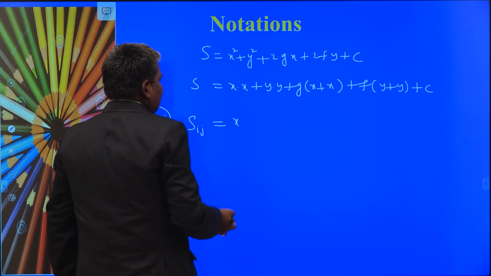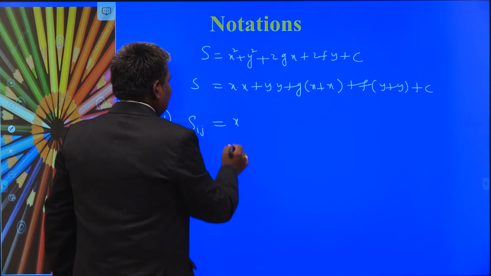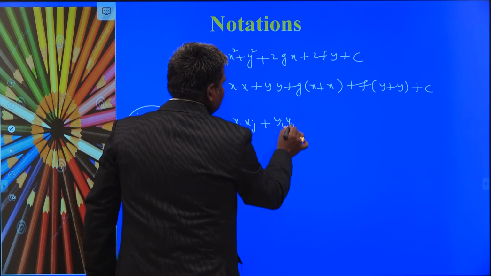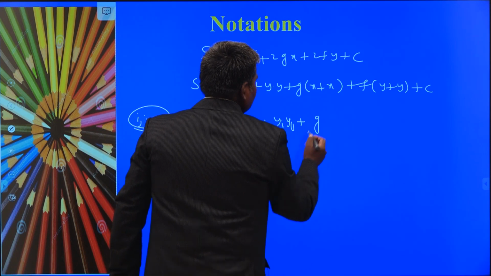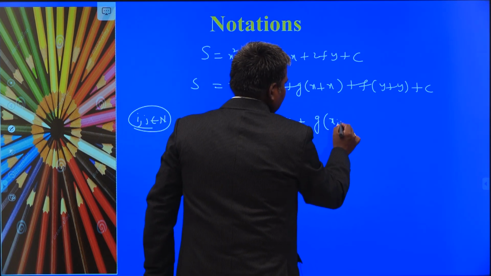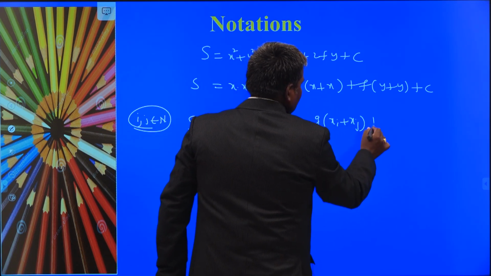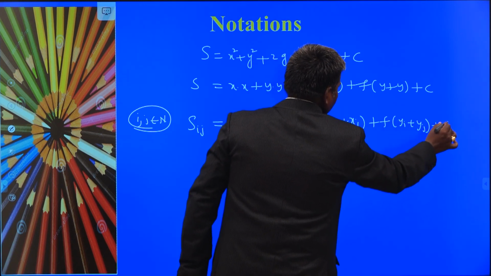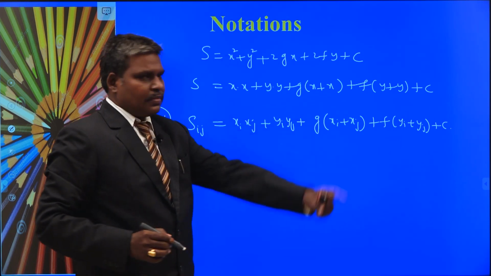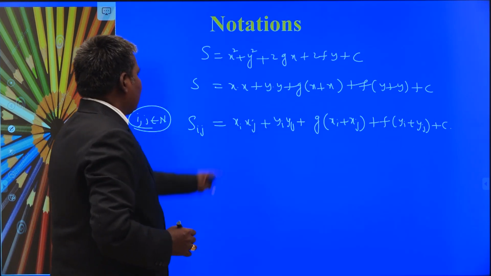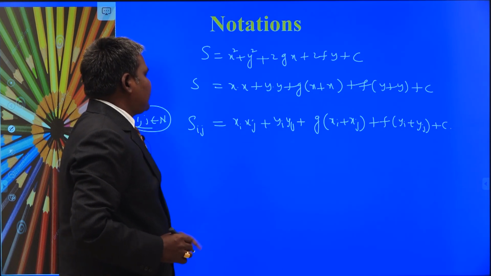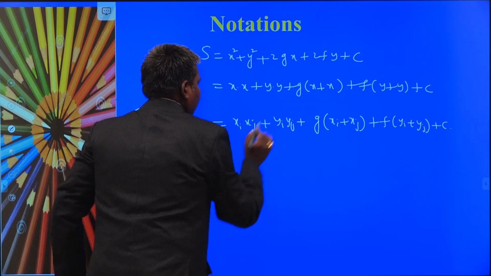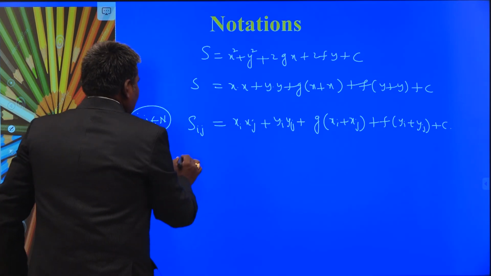Replace one x by xi and the other x by xj: xi xj plus yi yj plus g times (xi plus xj) plus f times (yi plus yj) plus c. This is Sij. Replace one x by xi, the other x by xj, one y by yi, the other y by yj. Okay.